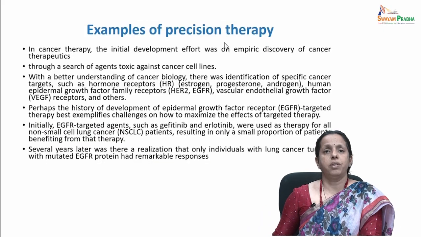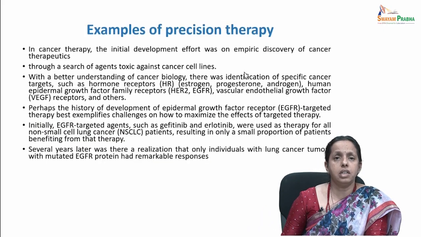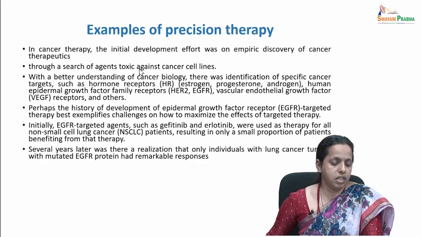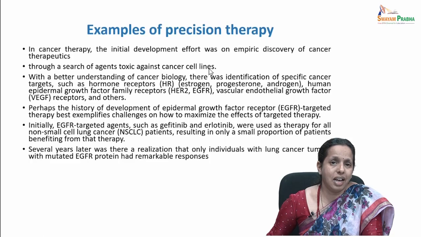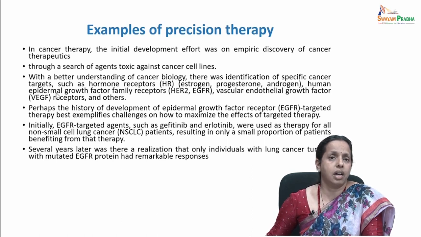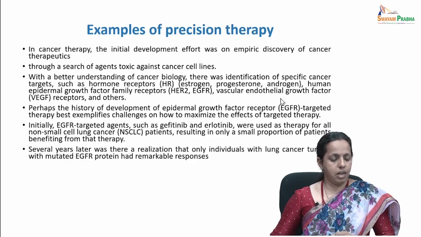What are the examples of precision therapy? The initial effort was to make discovery of novel therapeutics. How did they discover? Through search of agents toxic against cancer cell lines. We will talk about this in drug discovery in the next class. But there is an identification of specific cancer targets, such as hormone receptors, such as estrogen, progesterone, androgen, HER2 for breast, and VEGF receptors and others.